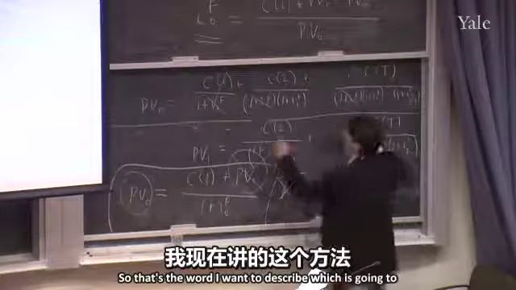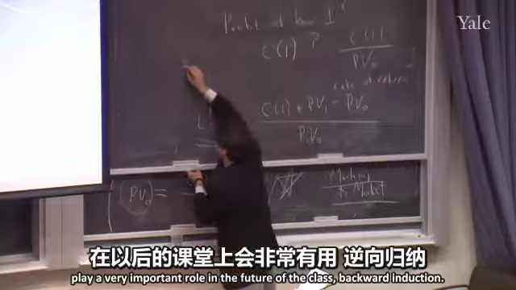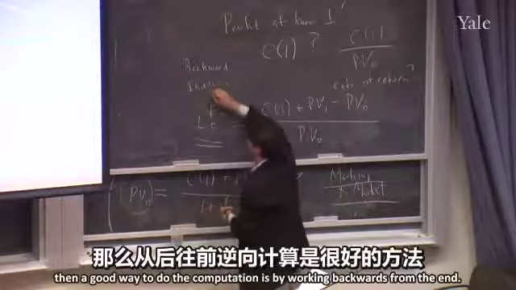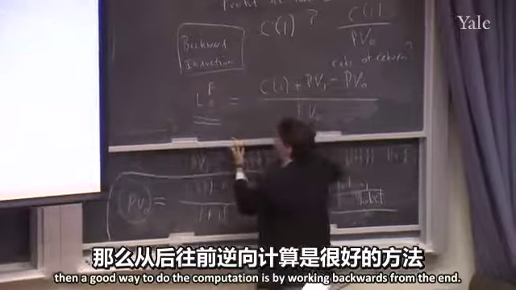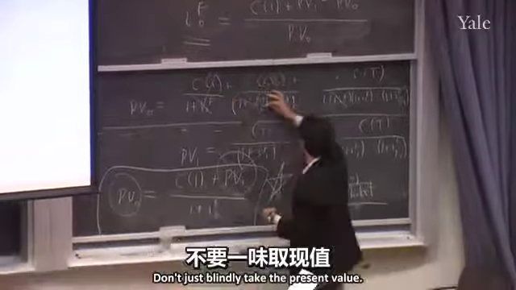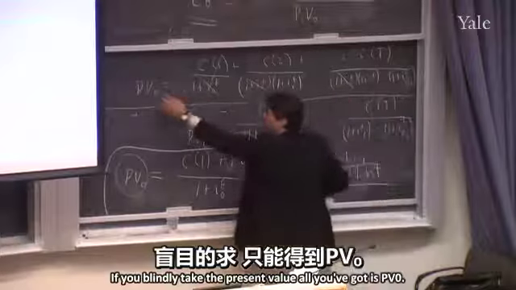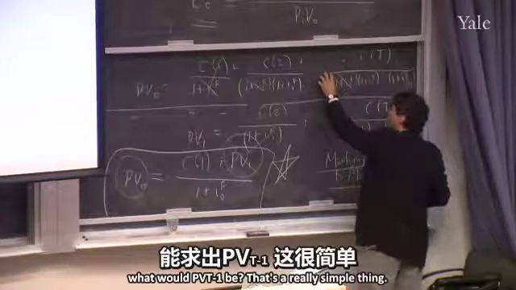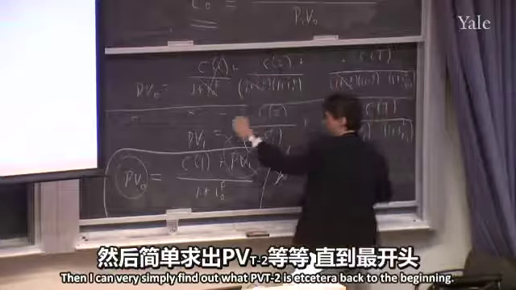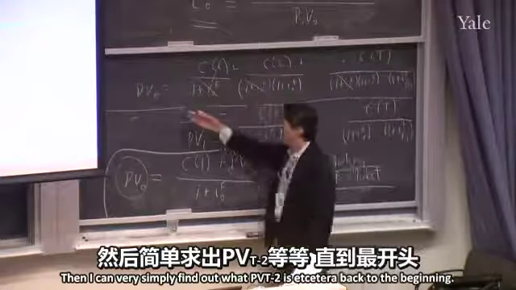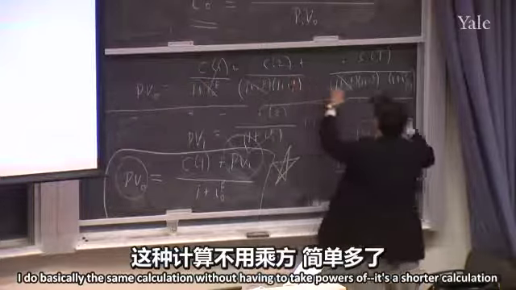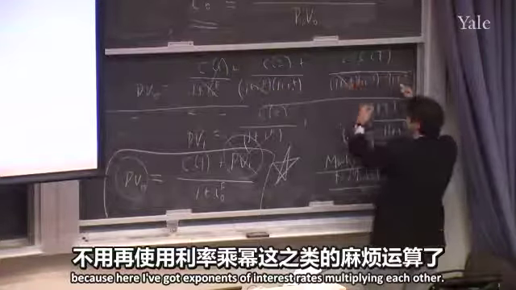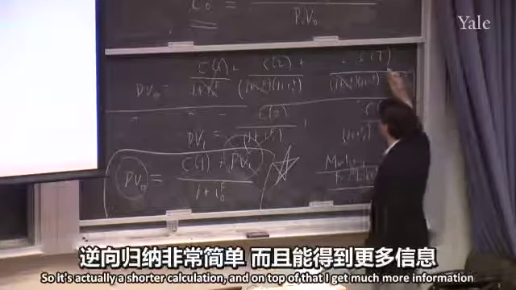So that's the word I want to describe, which is going to play a very important role in the future of the class. Backward induction says if this formula is correct, then a good way to do the computation is by working backwards from the end. Don't just blindly take the present value. If you blindly take the present value, all you've got is PV0. If I calculate by backward induction, I start at the end and say, what would PV t minus 1 be? That's a really simple thing. Then I can very simply find out what PV t minus 2 is, etc., back to the beginning. I do basically the same calculations, but it's a shorter calculation, because here I've got exponents of interest rates multiplying each other. So it's actually a shorter calculation.